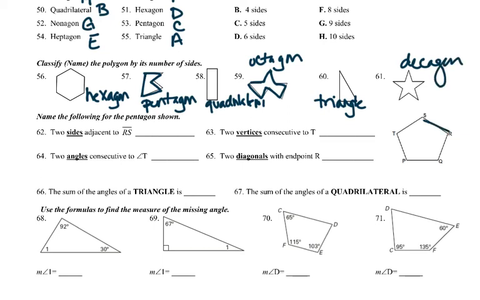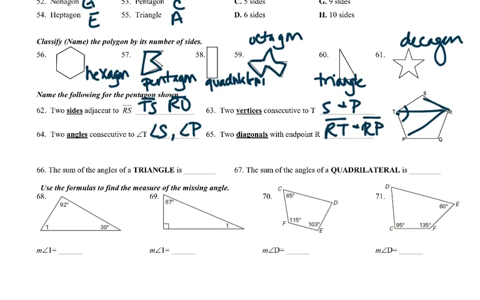2 sides next to RS would be TS and RQ. 2 vertices next to T would be S and P, no symbols. Angles next to angle T would be angle S, angle P, now you have the symbols. 2 diagonals with endpoint R are T, R, P.